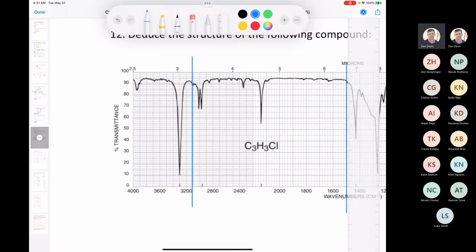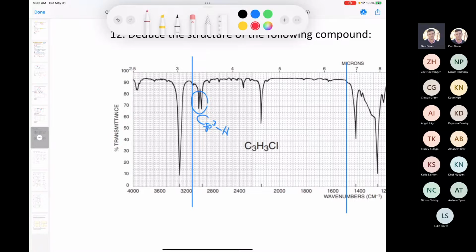There we go. All right. So what do we see? I mean, we see the ubiquitous sp3 carbon-hydrogen stretching right here. So this isn't all that important. This is just sp3 hybridized carbon-hydrogen stretching. So that doesn't really help us a whole lot.